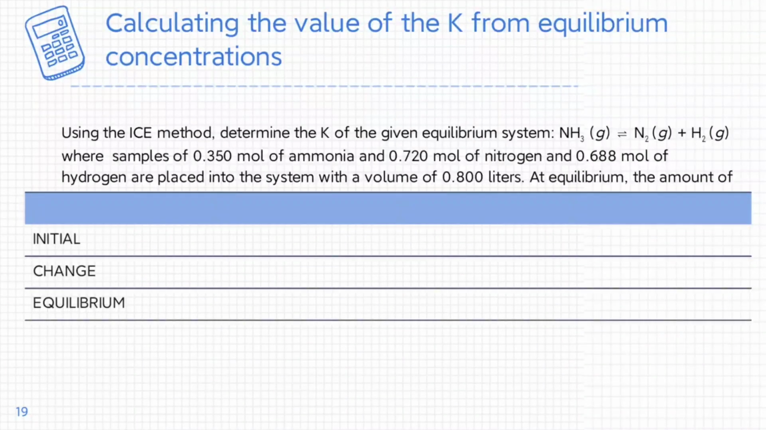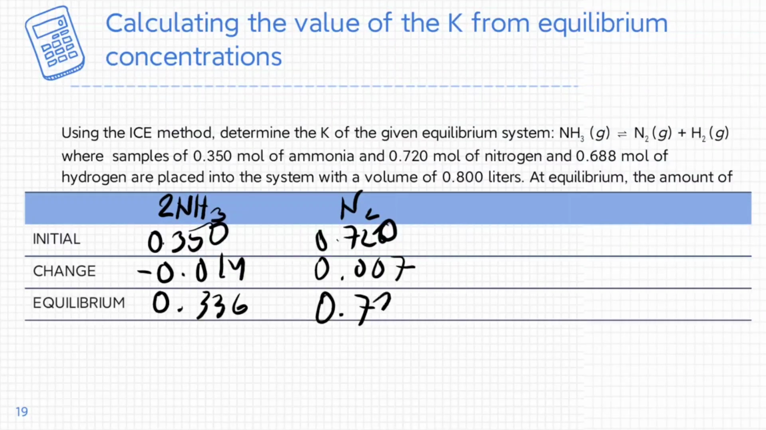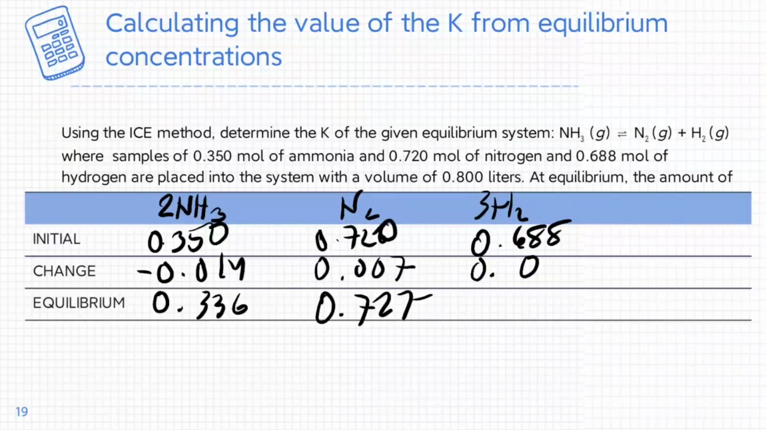Okay, so your table would look like this: 2NH3 0.350, 0.336, and 0.720, 0.007, 0.727, and then lastly 3H2 0.688, 0.021 and 0.709. This is 21, 21.